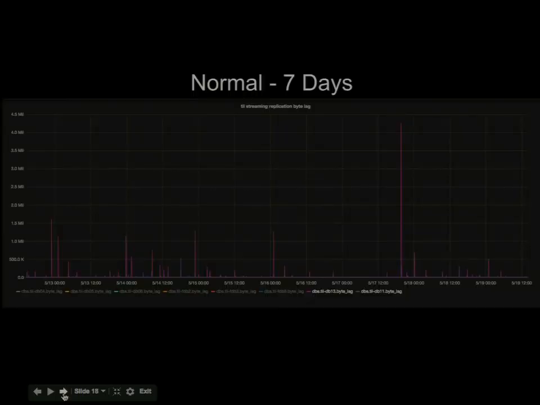This is an example of completely normal byte lag for 7 days. Maximum there is about 4 million. This is not on a cron or a backup or a relay host. These are production read slaves. So there's one spike. It doesn't necessarily correlate to any other graphs. Pretty healthy. There's more jitter, or there's more difference in the baseline than you see with time. I think it's because it's a better measurement.